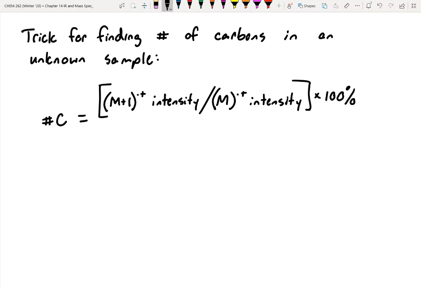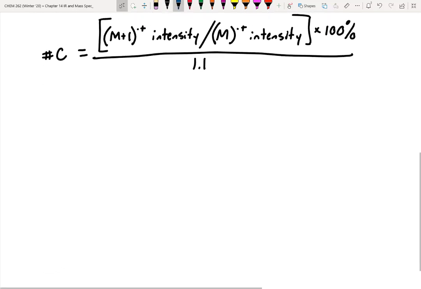All right, and then what we're going to do is divide that by the natural abundance of carbon-13, which is what? Percentage-wise? 1.1%. So it says normally for one carbon-13 atom to exist, it's a 1.1% probability. All right, so this is pretty useful. I'll show you some examples with this.